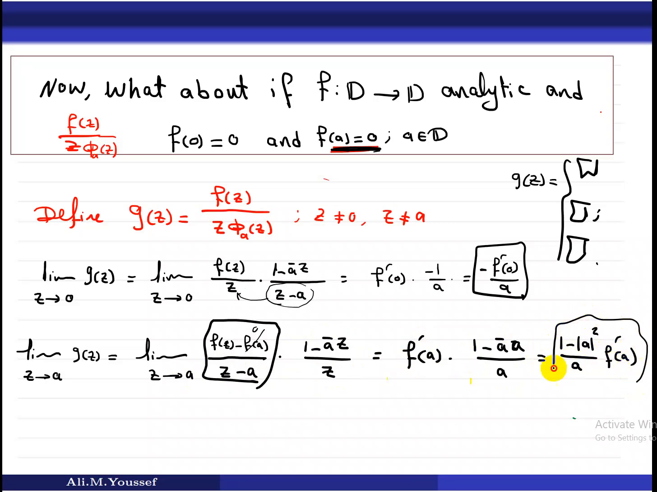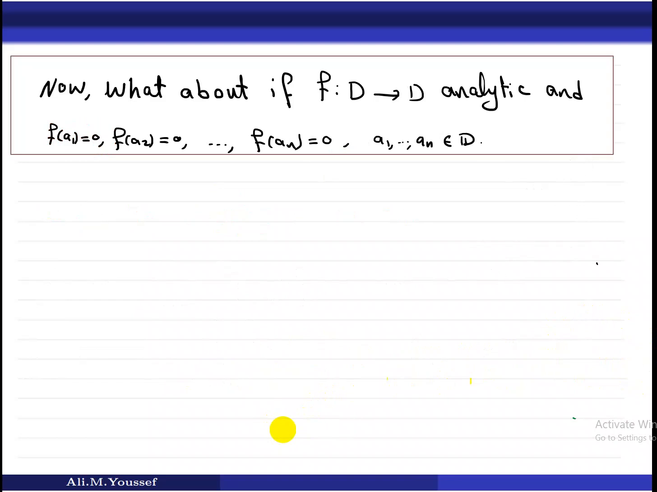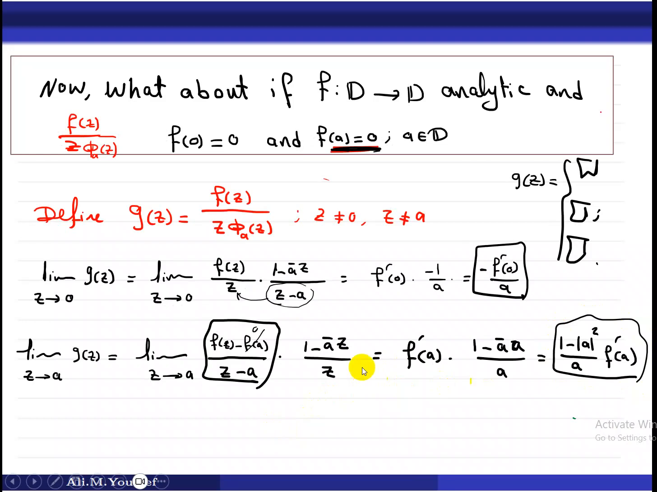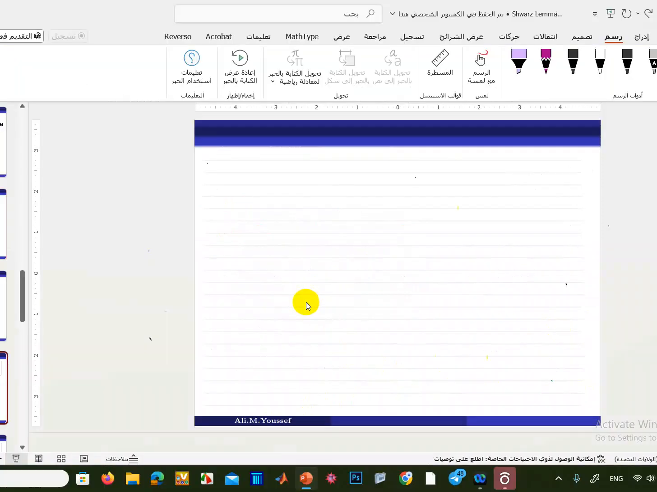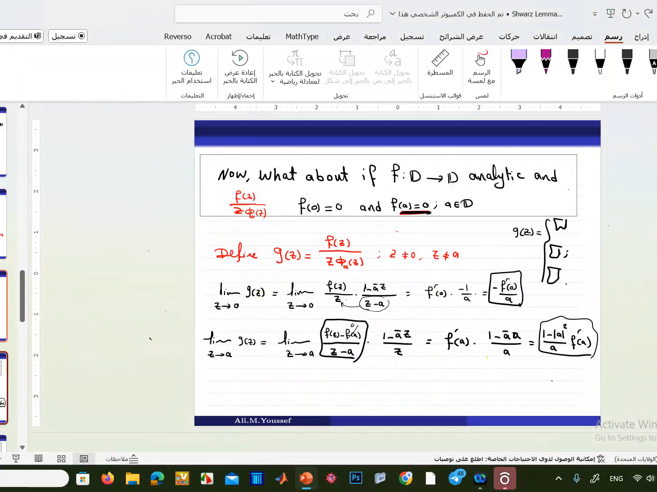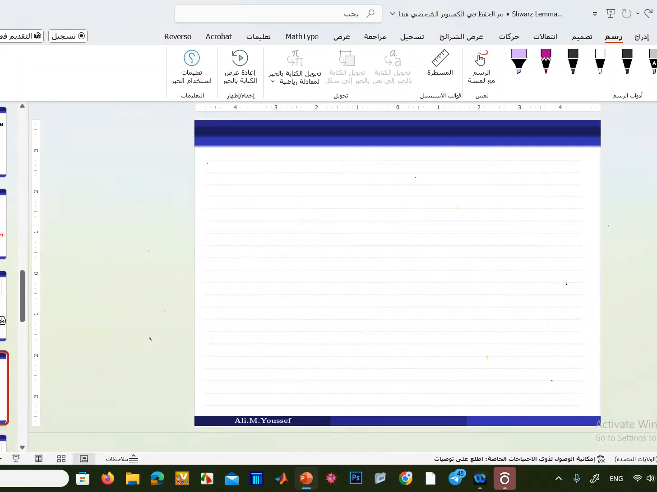This is our function. So here we can define the function g in 3 parts. Let's see. This is a general one. If we have a equal to 0, and so on, we can say the same thing. But let's complete this one.